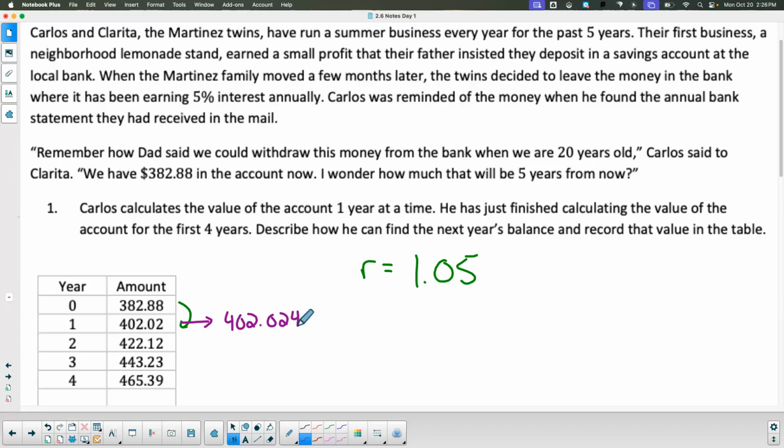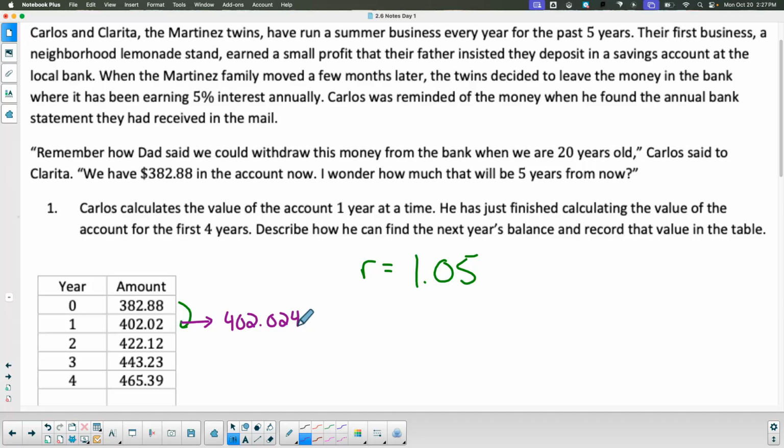Why did Carlos just write it as 402.02? You can't have 0.4 of a cent. Yeah, because you can't have like a fraction of a cent. It doesn't exist. So why did he drop the 4? Rounding? Yep. Because he rounded to the nearest cent, right? Which is 2 decimal places.